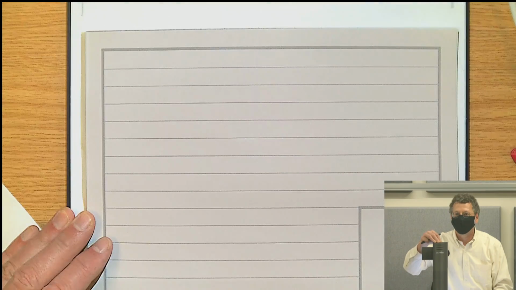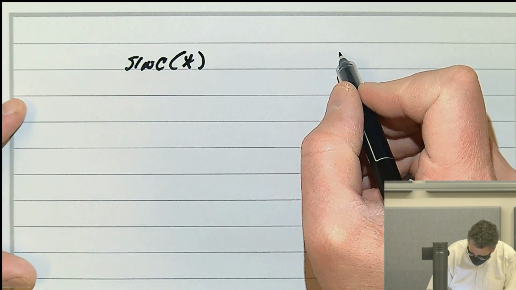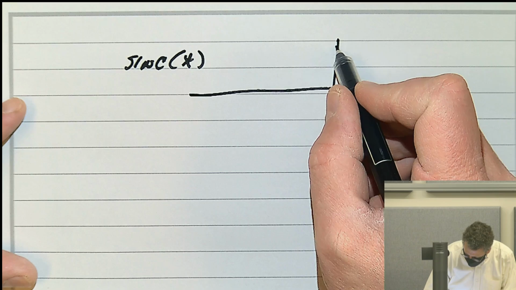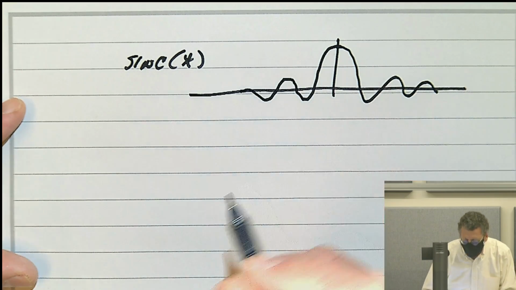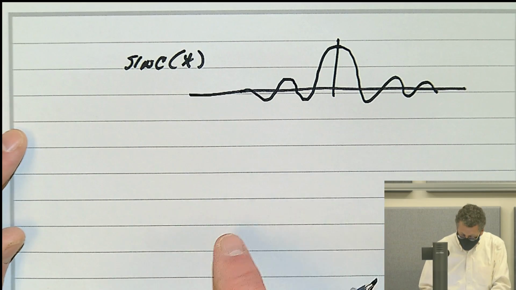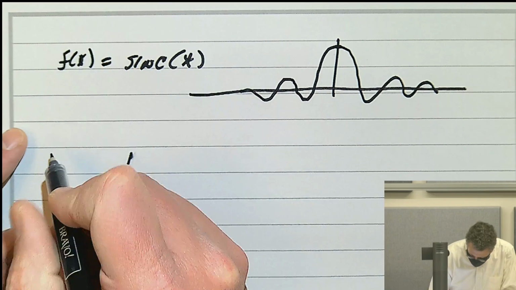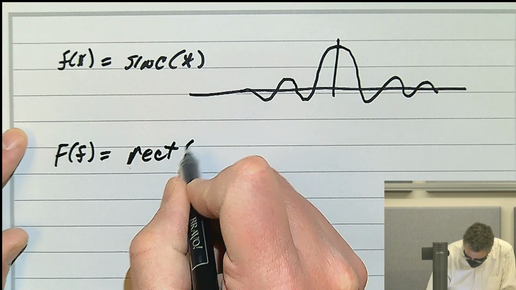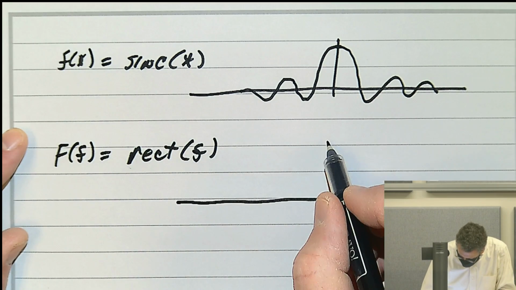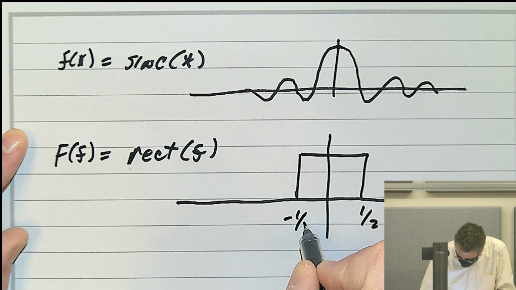Okay. The interpretation of a sinc having a Fourier transform of a rect is important. I'll just mention it here. We'll see it again. But in time, if you have a sinc, its Fourier transform is like this. Like that, okay? So if you take its Fourier transform, so this is f of t, and then f of f, the Fourier transform is rect of f. This is 1/2, minus 1/2.